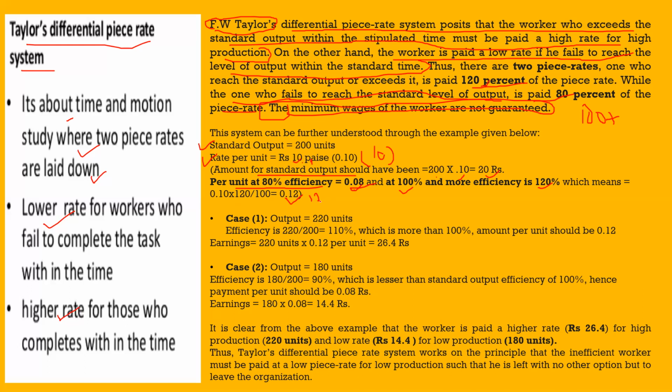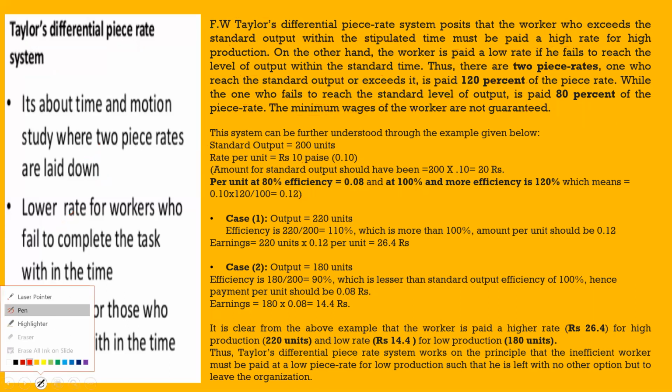If efficiency is less than 100%, then we are paying 80% of the rate per unit. 10 rupees means 8 rupees, and 10 paise means 0.08. If it is 100% or more than 100%, we are paying 120% of the rate per unit. Let's see how it works.